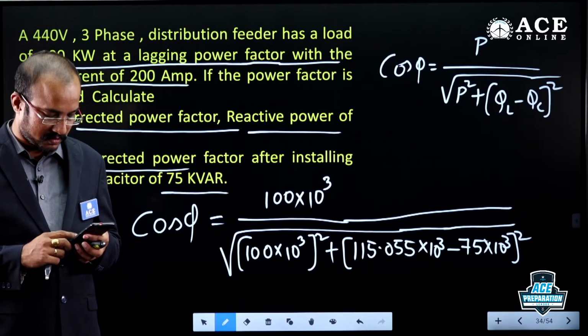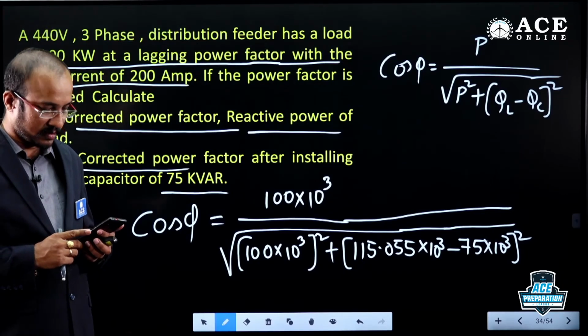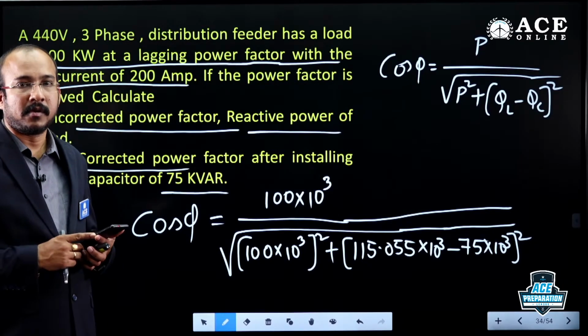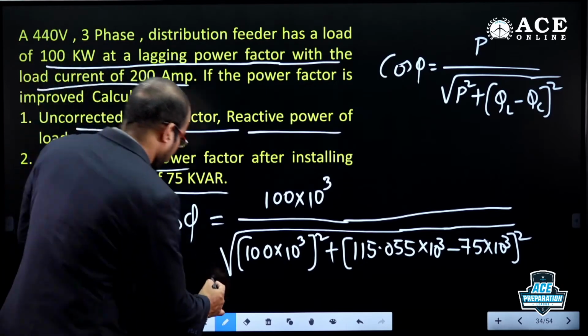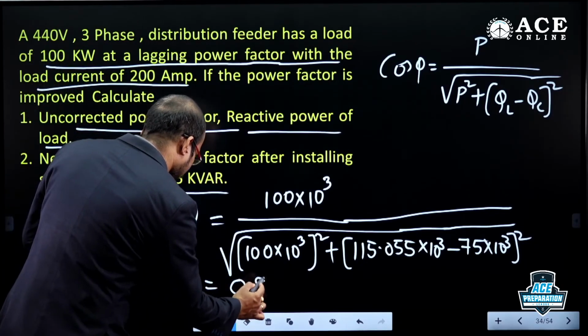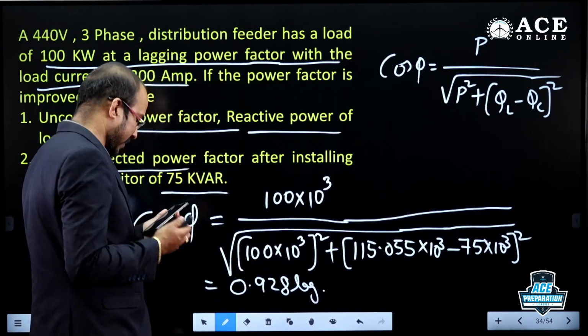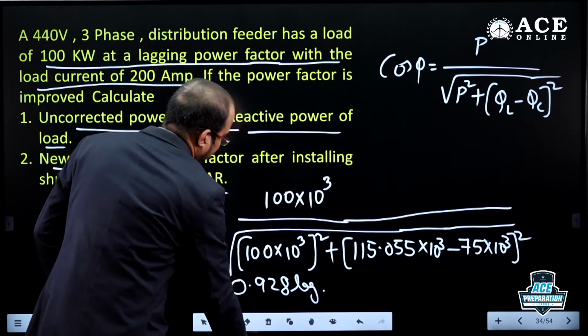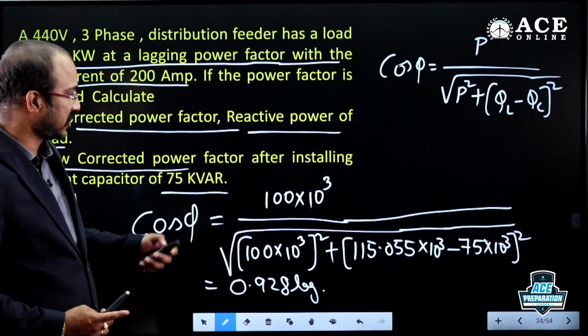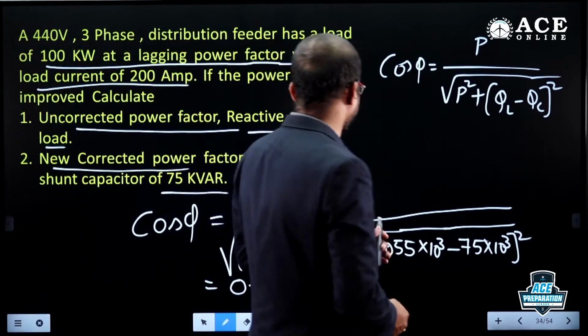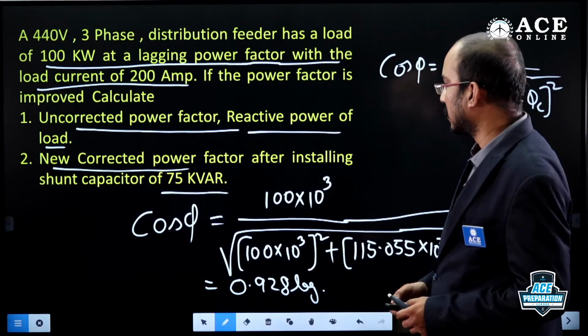Calculated, sir? 0.928 lagging power factor. Okay, 0.928 lagging power factor. This is how we can calculate the power factor. Okay, chalo.